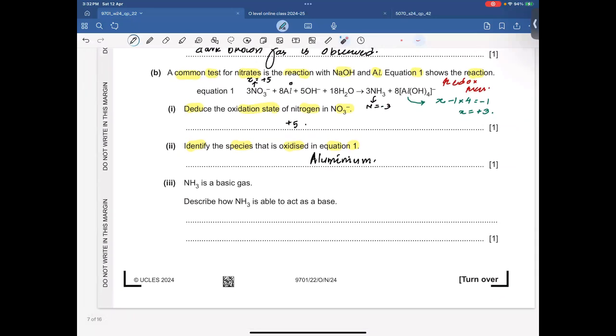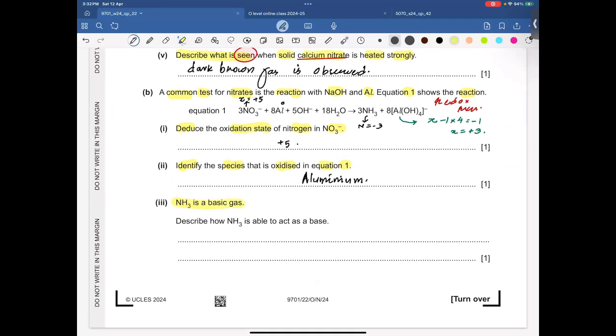Ammonia is a basic gas. In fact, the only alkaline gas. Describe how ammonia is able to act as a base because it accepts proton. Because during the reaction, it accepts proton.